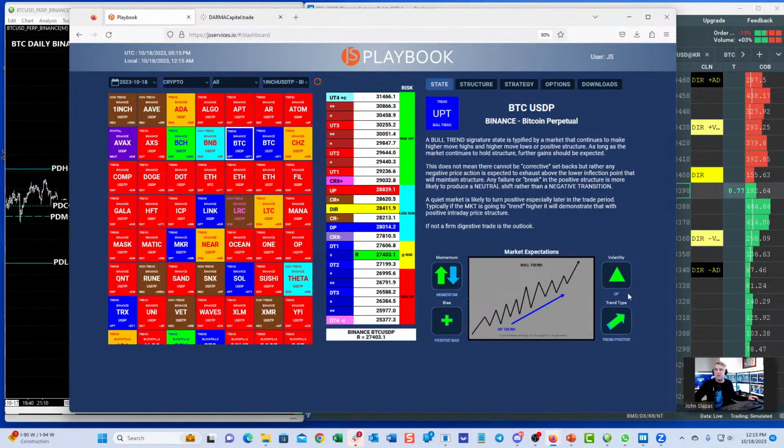That's basically it. If you don't understand what a bull trend is, or you have different understandings of the nuances of a bull trend, because there are different parts to it, right? What's the definition of a positive trend?